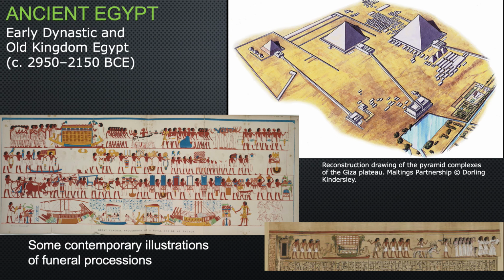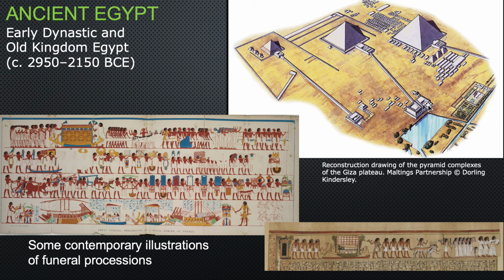Now, I'm going to tell you a little bit about the funerary practices that the Egyptians had. So here I've got several illustrations. Up in the upper right, we have a diagram of the 3 pyramids at Giza as they might have looked at the time. So each of these pyramids had 2 temples associated with it, a valley temple and a funerary temple. And these 2 temples were connected by a causeway.